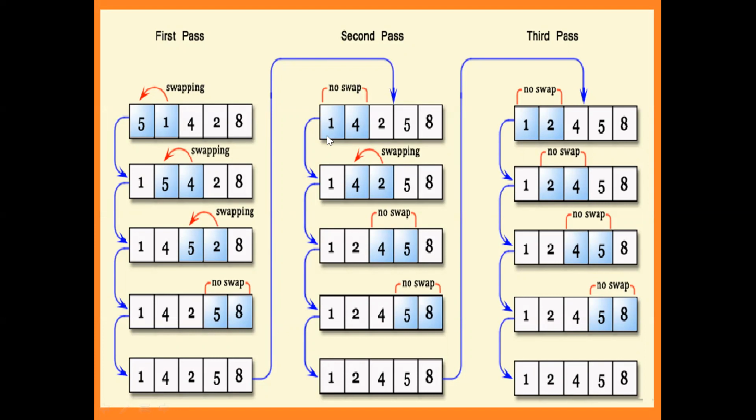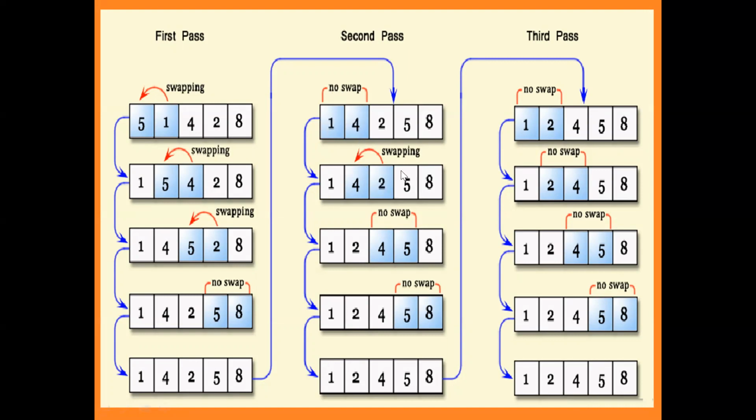Now in the second pass, what are the element positions? 1, 4, 2, 5, 8, right? Here also follow the same procedure. The first element will be the current element. Compare the current element with the next element. So here the current element is 1, the next element is 4. So 1 is less than 4. That means these two elements are already in sorted position. So no need to swap.